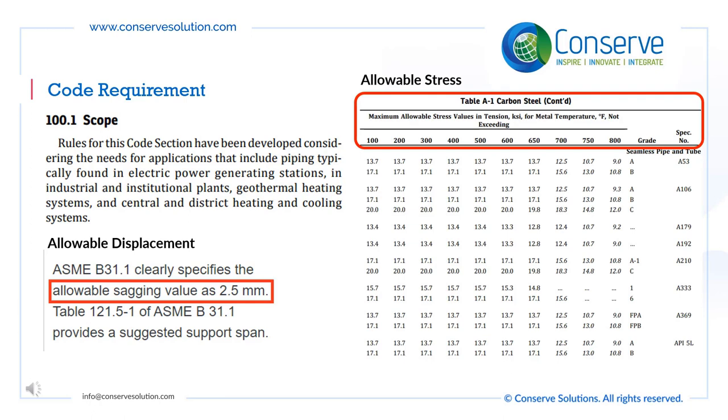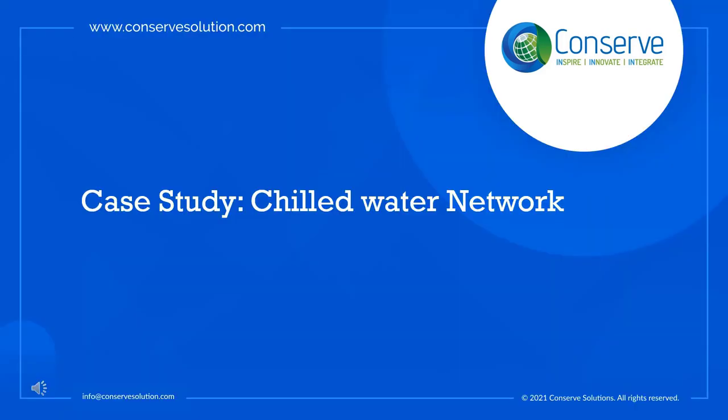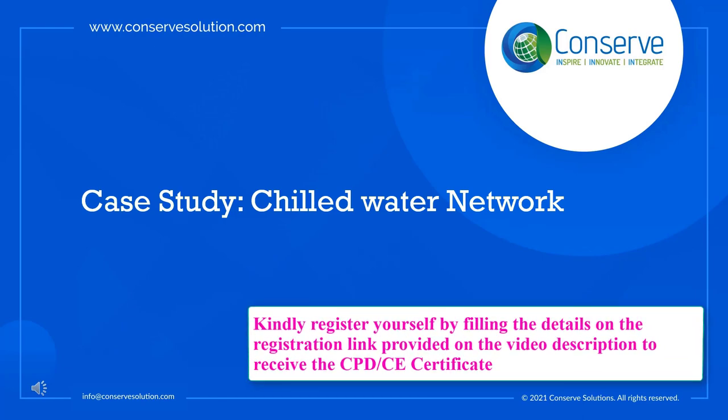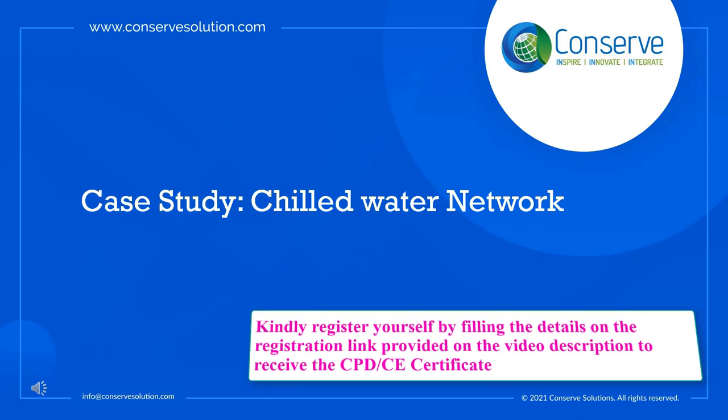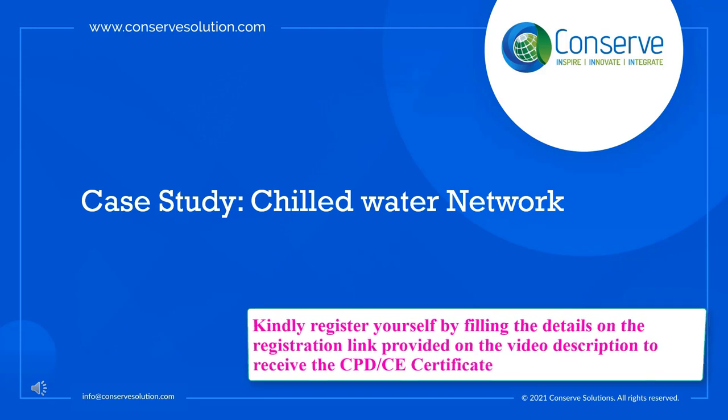And number three, if you have to comply with piping codes, then a commonly used piping code is ASME B31.1, which specifies the displacement or sagging limit as 2.5 mm and the maximum allowable stresses in the piping network. So you have to do stress analysis to ensure that the stress and the displacement or sagging are within the allowable limit. We have now completed the first learning objective: why and when stress analysis is required in a piping network.